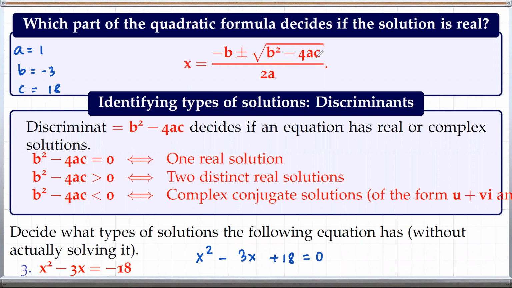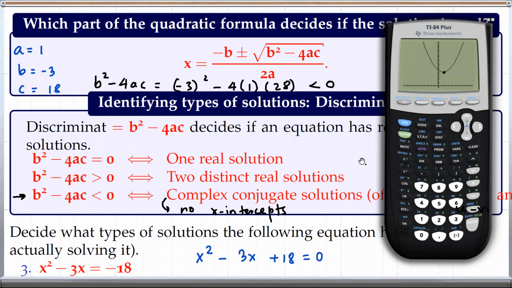Now we calculate the discriminant, b squared minus 4ac. So b squared is -3 squared, and 4ac is 4 times 1 times 18. -3 squared is definitely less than 4 times 18. So this is negative, so we are in this case again. So we have two complex conjugate solutions of the form u plus vi and u minus vi, where u and v are two real numbers.